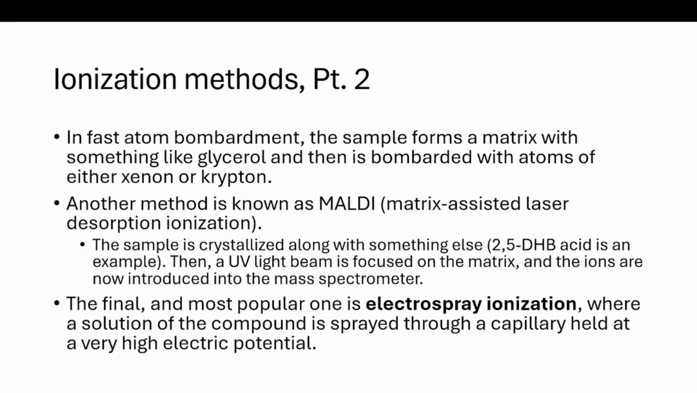There's also another method known as MALDI, where we crystallize the sample first along with something else. And then we fire a high energy UV light beam onto it, and the ions are introduced to the mass spectrometer. Keep in mind that UV light is high energy, so it's going to knock some parts of the molecule off and create those ionized fragments.